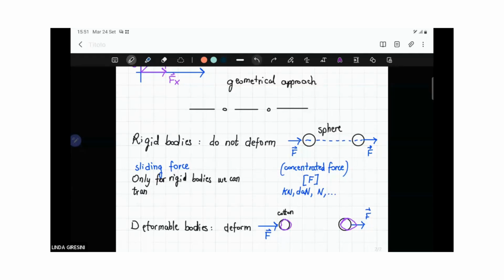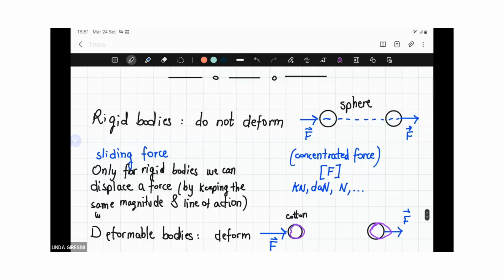Maybe displaced in English. You can displace a force by keeping the same line of action, the same magnitude and line of action, without changing the effect on the body. Okay?